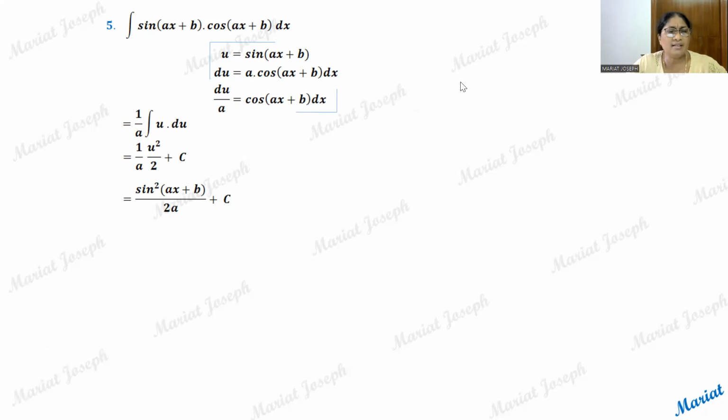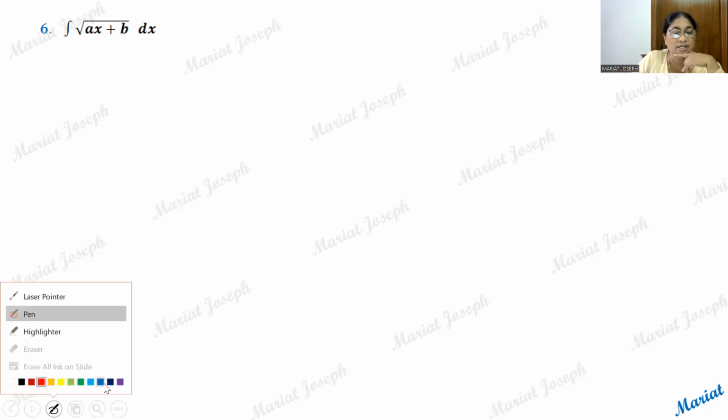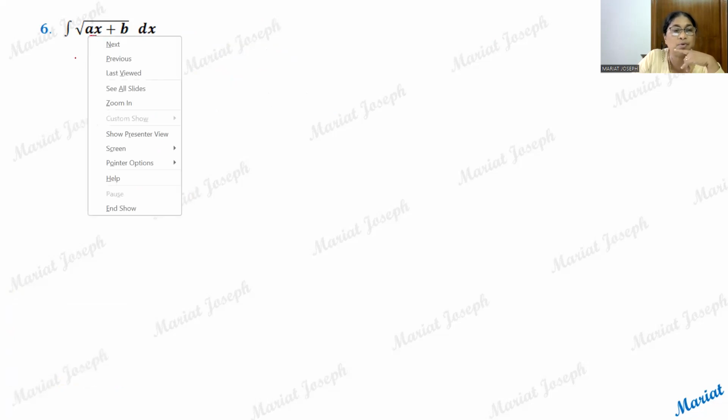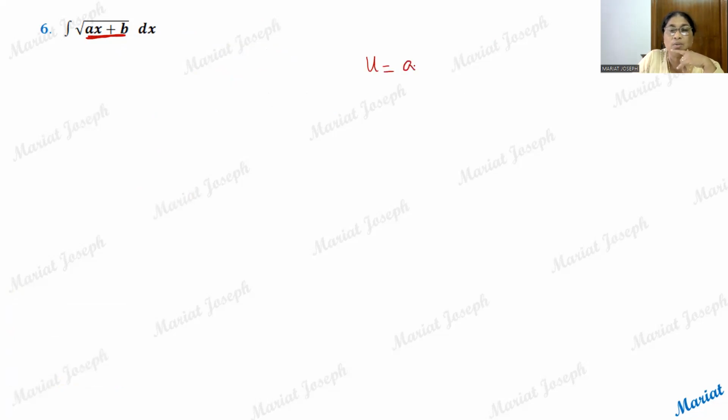Have you all finished writing till here? Taking question 6. Ishita, have you written down question number 6? Yes, ma'am. Okay. Now, I'm not asking what to be done, I'm just suggesting this ax plus b to be the substitution. U equal to ax plus b.